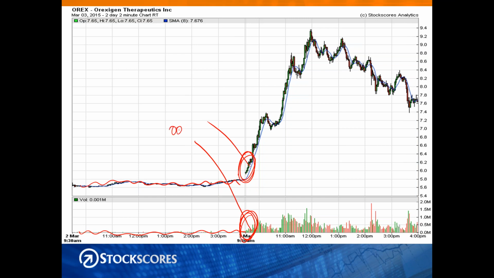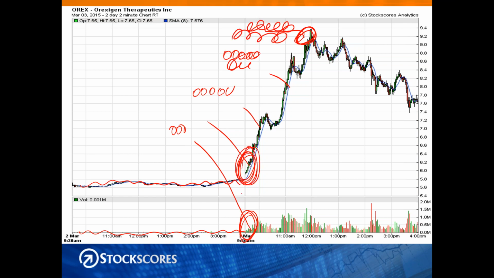This is a small group of people. And then there's more people. And then there's even more people. And here you have the big crowd, everybody buying. Okay, you want to buy with the small group of people, and you want to sell to the crowd. You want to be one step ahead of the crowd.